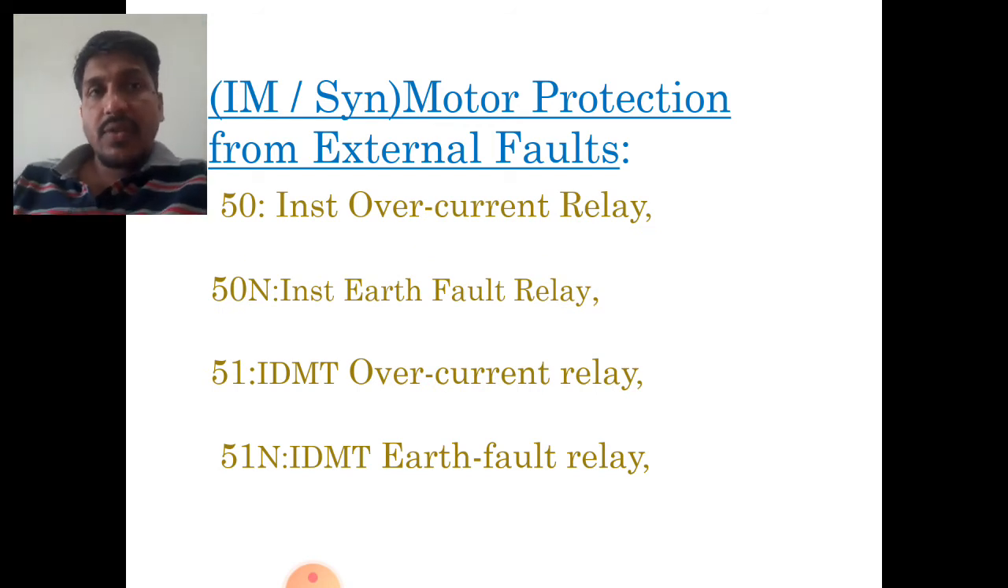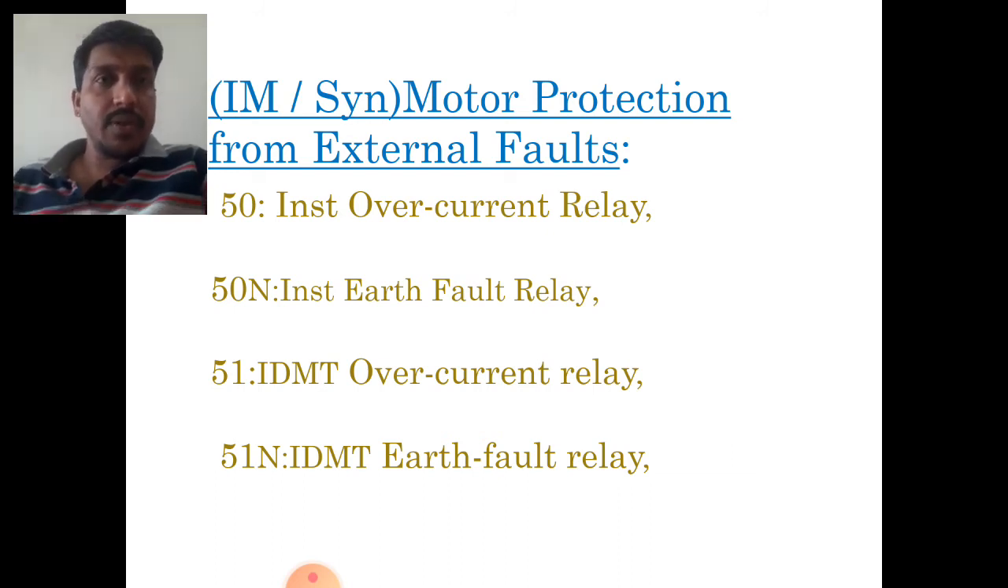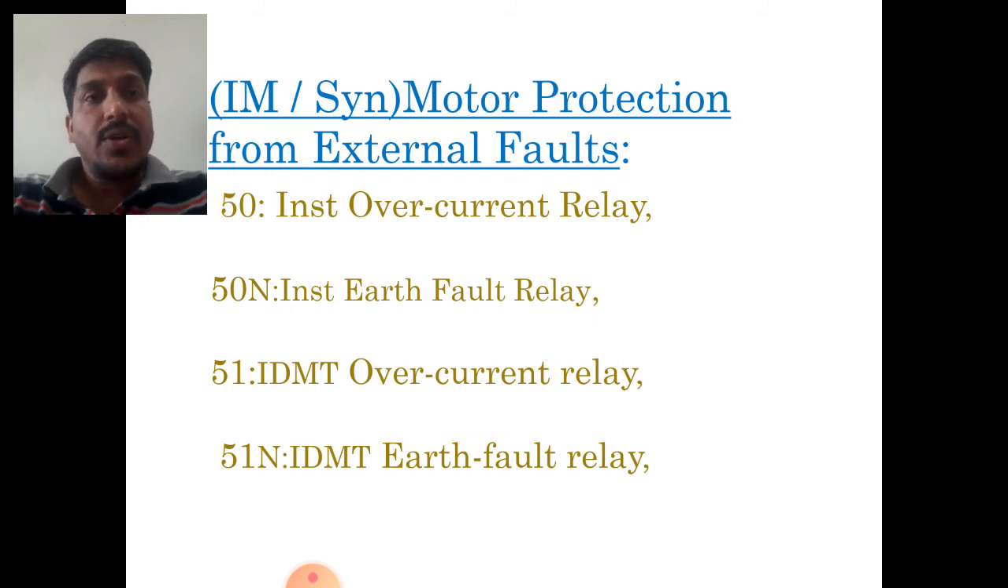Okay, now what are the external faults? External faults are like your short circuit current, or it could be earth fault, overcurrent. Overcurrent is nothing but itself a short circuit current. Okay, so these are the four relays. That is 50 is instantaneous overcurrent relay, 50N instantaneous earth fault relay, 51 is IDMT overcurrent relay, and 51N is the IDMT earth fault relay. So these are the relays used for both induction motors and synchronous motors to protect from external faults.